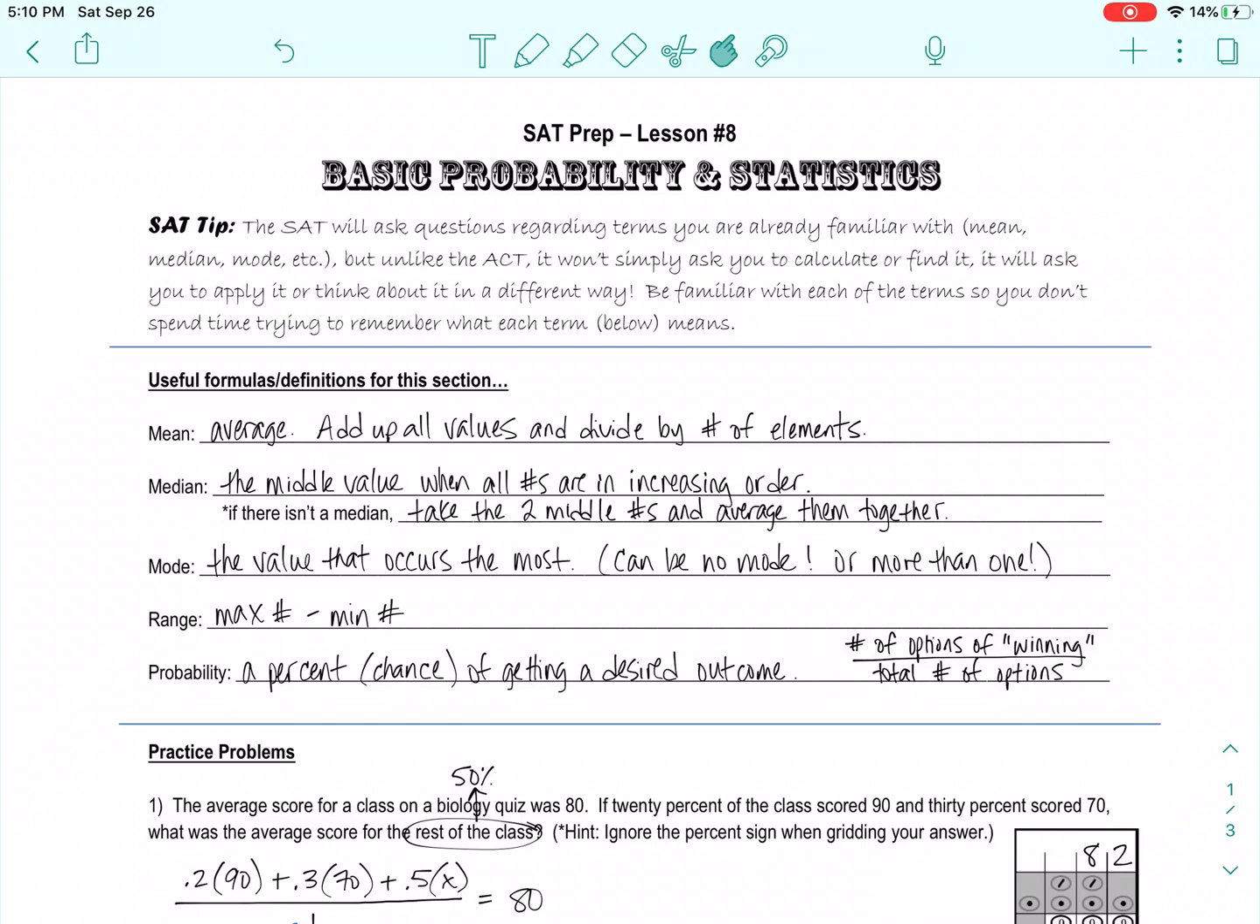All right, you guys, so this is SAT prep lesson number 8. There are several questions. There's actually a whole section of standards dedicated to basic probability and statistics on the math SAT. So this is lesson number 8.